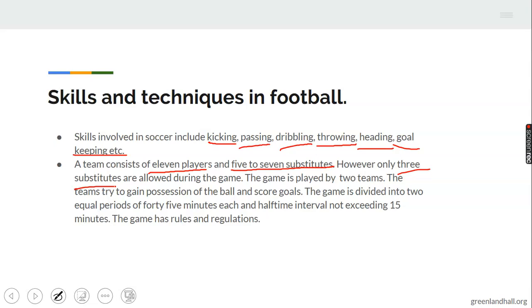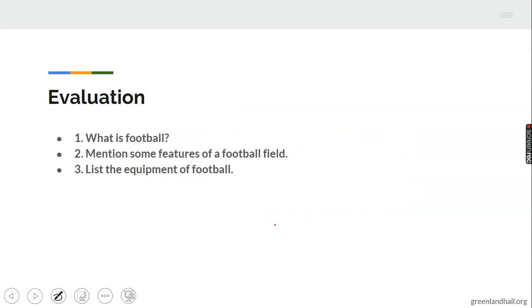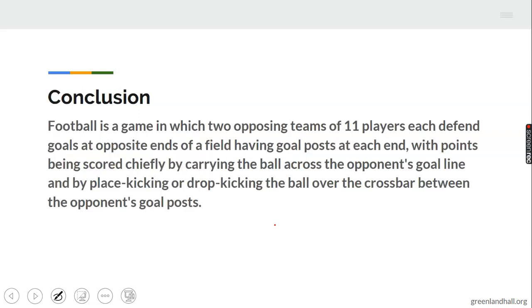Now, take note that the game of football has rules and regulations. That's what the players and also their coaches must abide by. So we come to these questions to test our knowledge. Number 1, what is football? In your own words. Number 2, mention some features of a football field. And number 3, list the equipment of football.